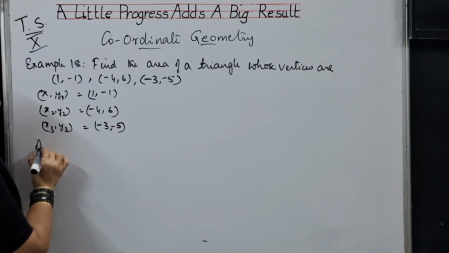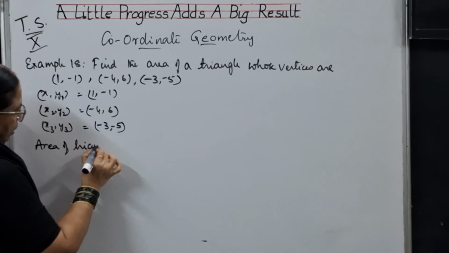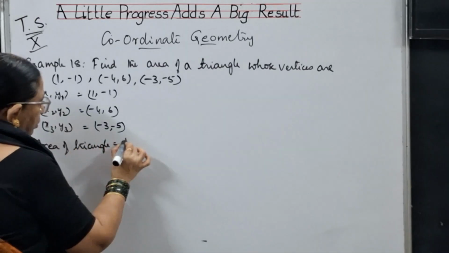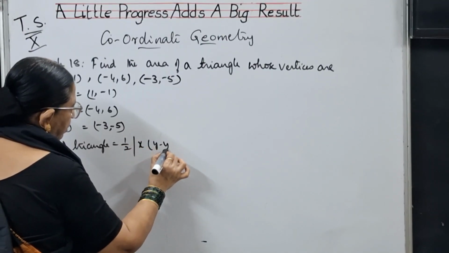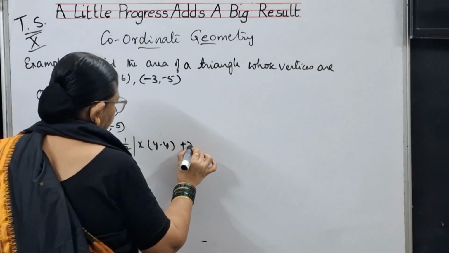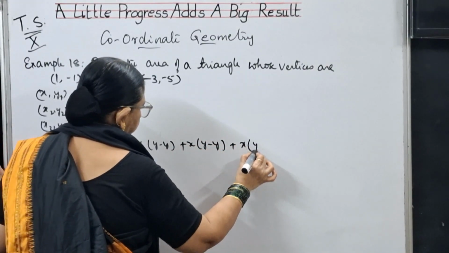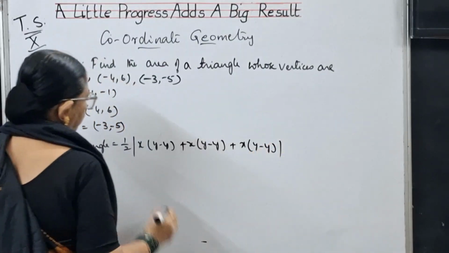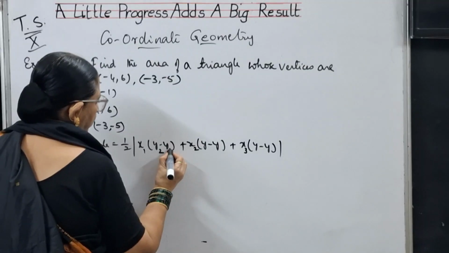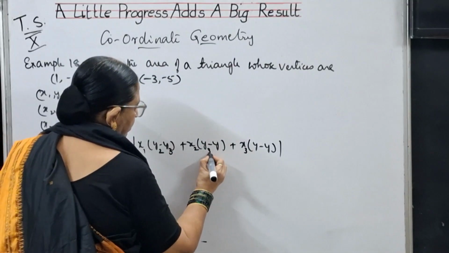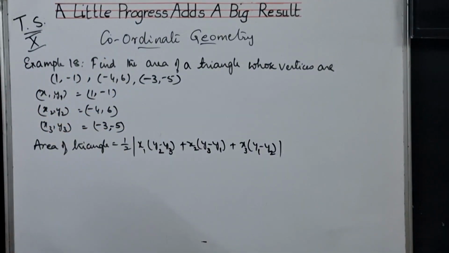Now we know the area of triangle formula is equal to half modulus. As I said, write down x into (y minus y) plus x into (y minus y) plus x into (y minus y). So 1, 2, 3. If 1 is there, 2 and 3. If 2 is there, 3 and 1. If 3 is there, 1 and 2. So we have got the formula very easily.